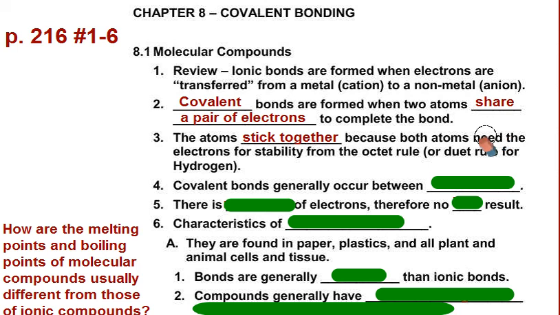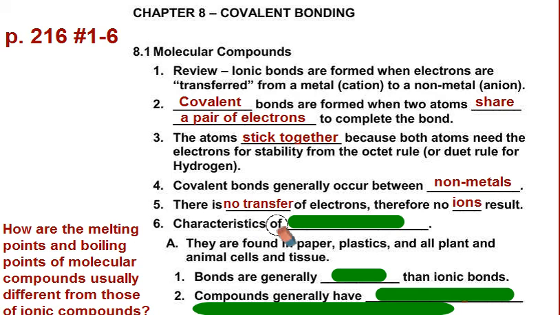They stick together because both atoms need those electrons for the stability from the octet rule, or the duet rule for hydrogen. Now, covalent bonds usually occur between nonmetals. Okay, so all the ones over to the right-hand side of the periodic table. There's no transfer of electrons, therefore no ions result. The metals don't give their electrons over to the nonmetals like it occurs in an ionic compound. They are shared between the nonmetals because both of them need to have all of the electrons involved. They don't have enough electrons to make everybody happy, so they have to share them.